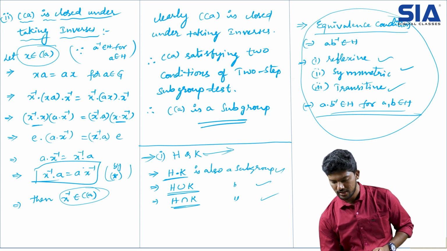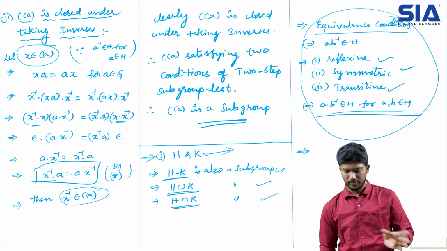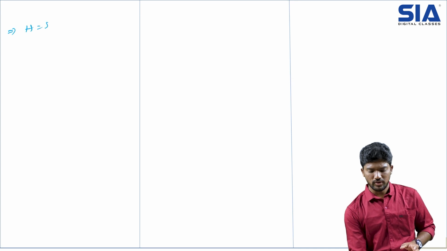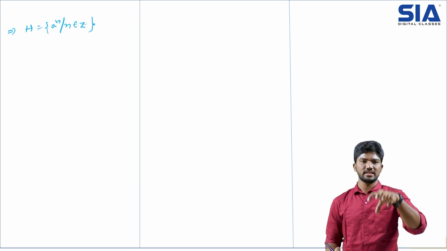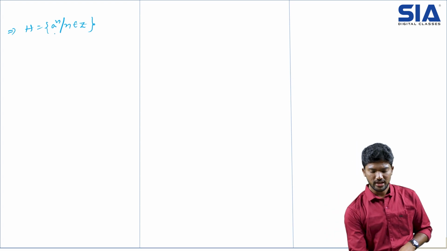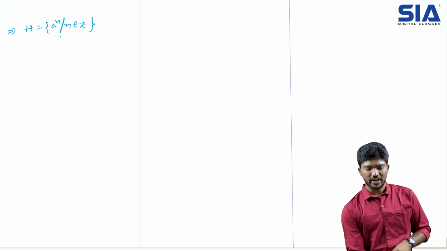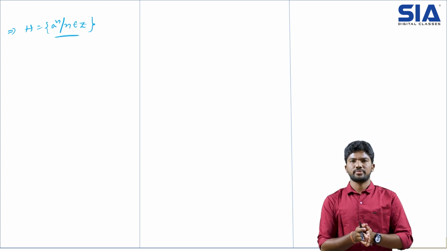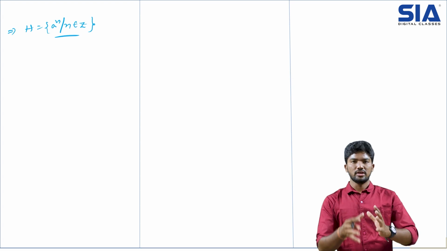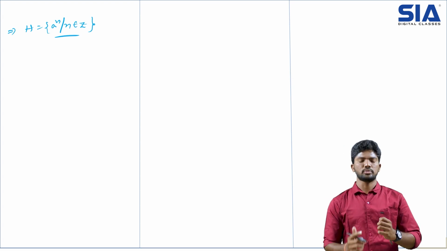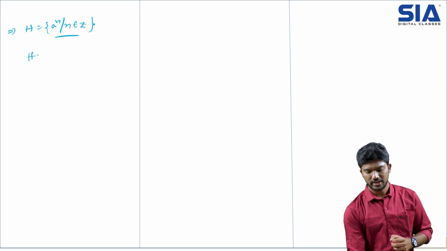In the next type of question in exams, they are asking capital H is equal to A power n such that n belongs to Z. They are asking in this format. Here H is equal to A power n is a cyclic group property. They are giving one property, and by using that concept, we have to prove capital H is a subgroup, whatever the condition you get in the examination.